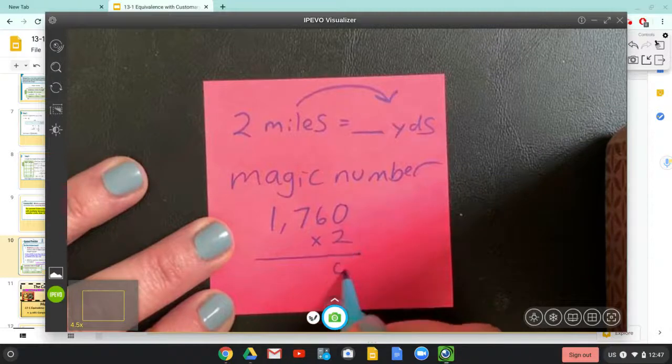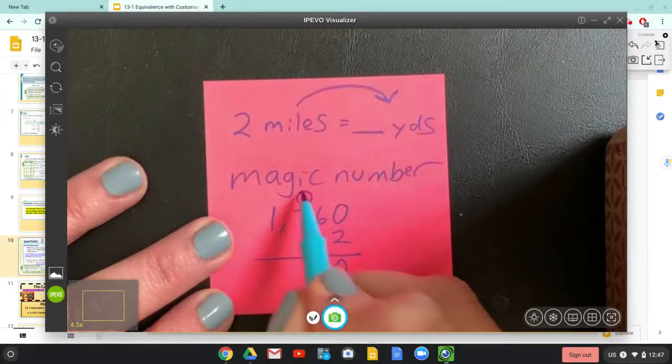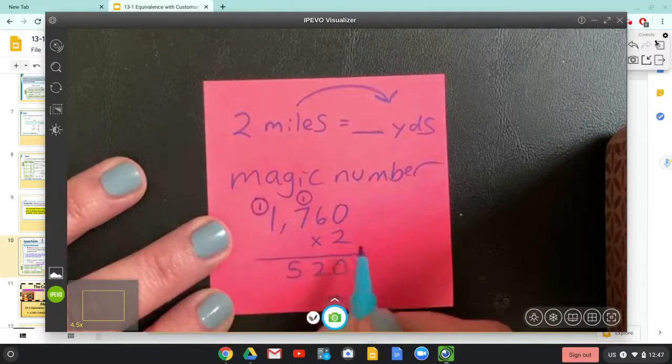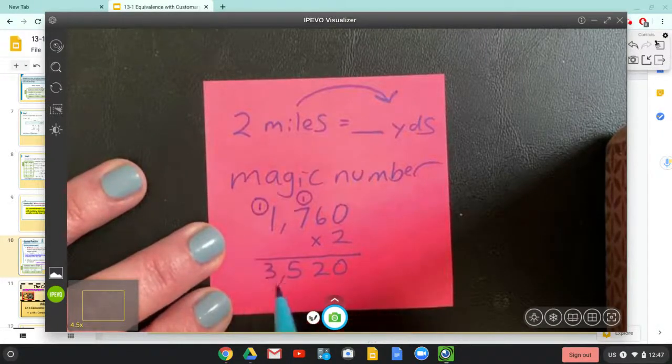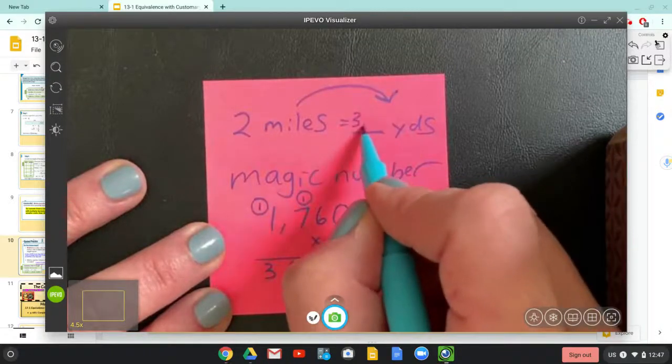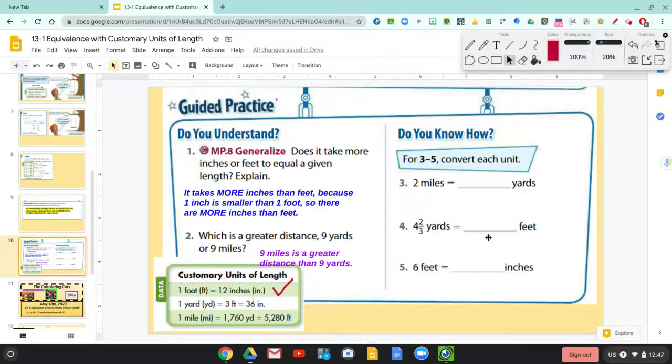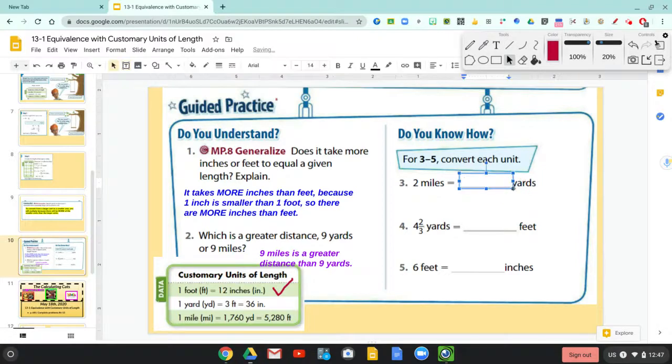2 times 0 is 0. 2 times 6 is 12. So I drop the 2 and regroup the 1. 2 times 7 is 14, plus 1 is 15. Drop the 5, regroup the 1. And 2 times 1 is 2, plus 1 is 3. So 2 miles is 3,520 yards. So let's go back here. So 2 miles is 3,520 yards. So hopefully you guys did well with that.